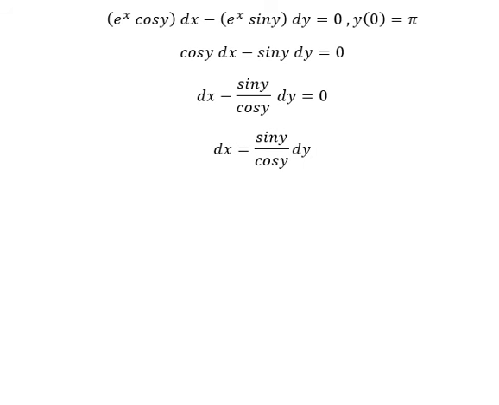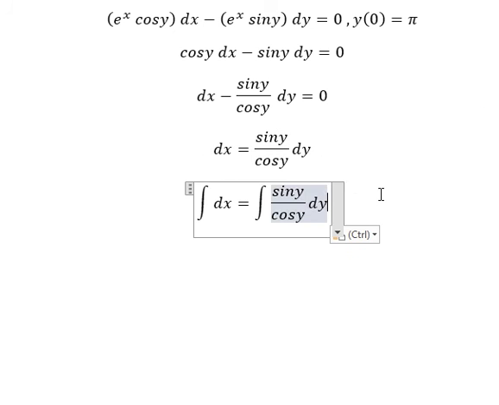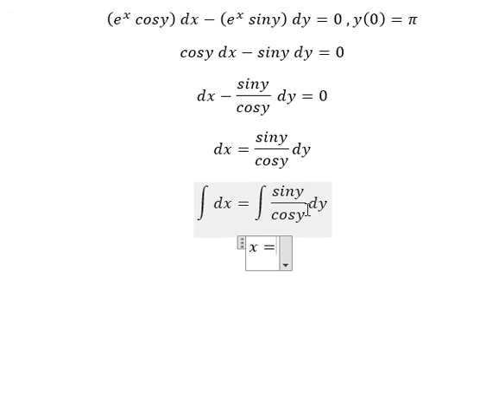Next, we put the integration on both sides. The integral of dx, we have x. The integral of this one, we have negative ln of the absolute value of cosine y. And we put a c in here.